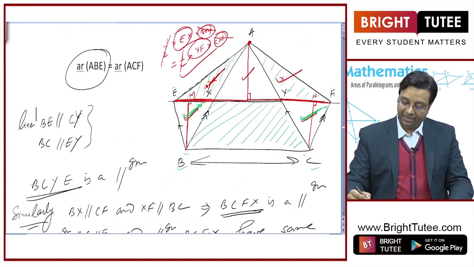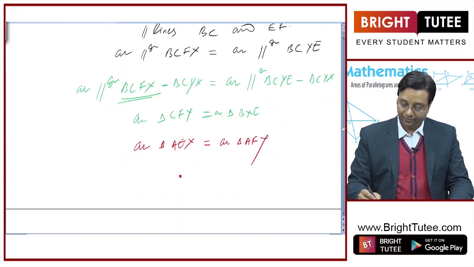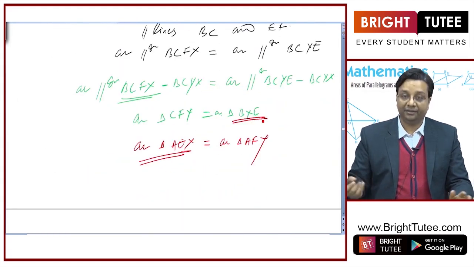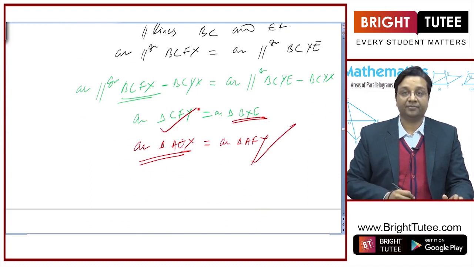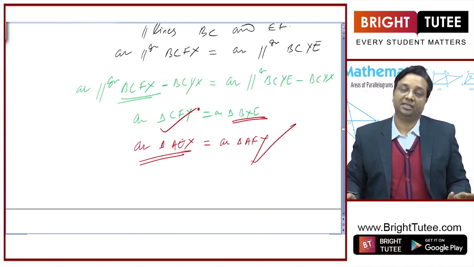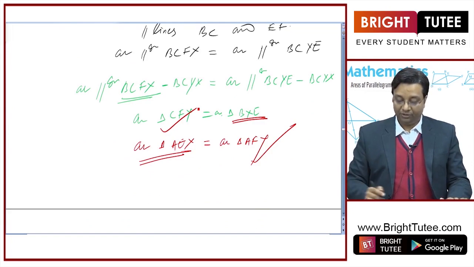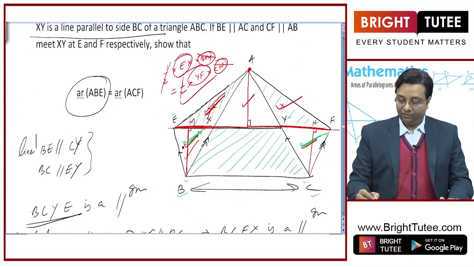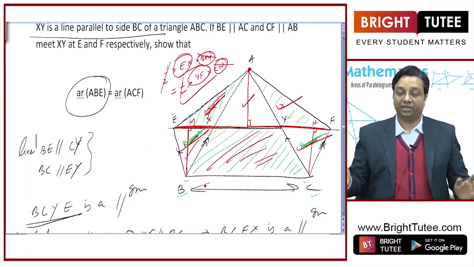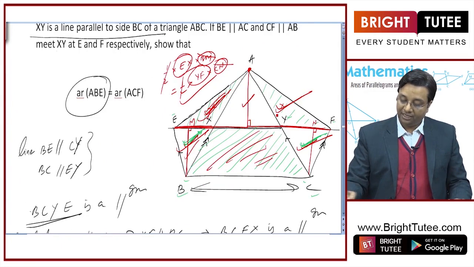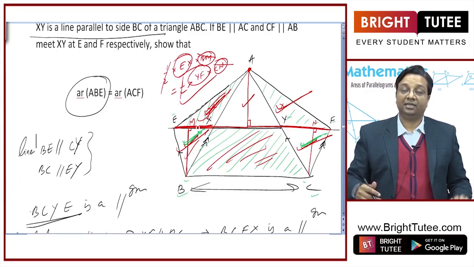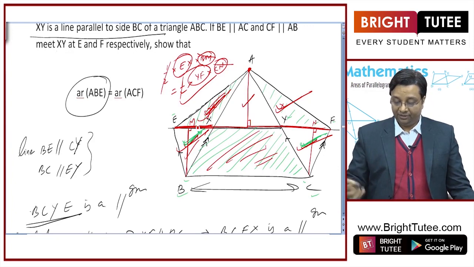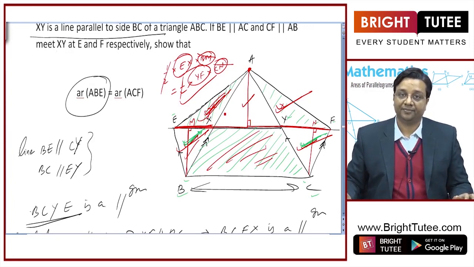Now see, if I add AEX and BXE, so this plus this will definitely be equal to this plus this, because equals are added to equals and the results will also be equal. I hope you have understood this concept. For these two triangles, I just subtracted this common area from the equal parallelograms, and for these two areas I proved that their bases are equal and their heights are equal, right? So their areas will also be equal, and then I added these areas. Okay.